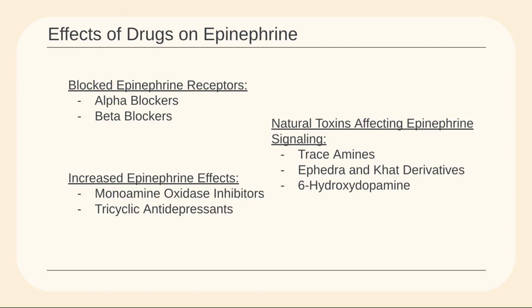Monoamine oxidase inhibitors and tricyclic antidepressants are antidepressants that prevent the uptake of monoamines and lead to increased levels of epinephrine in the synapse. Natural toxins such as trace amines also produce vasoconstrictive effects by directly interacting with adrenergic receptors. Ephedra and cantharides are natural stimulants that can mimic epinephrine effects. Lastly, 6-hydroxydopamine can metabolize into toxic metabolites to damage epinephrine.